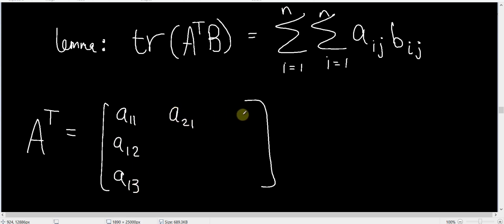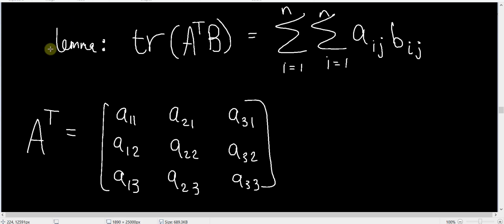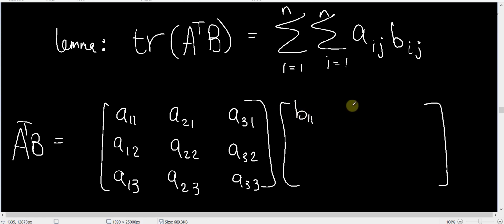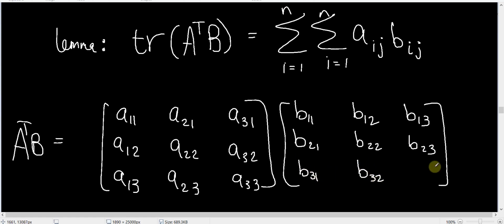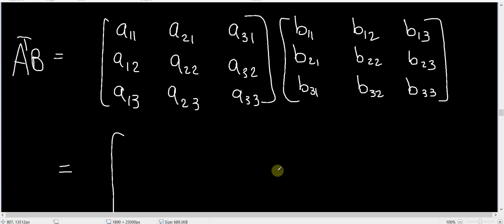Here I have A21, A31, A22, then A23, A32, and A33. Now A transpose multiplied by B, for any matrices A and B. Here we have B, which is B11, B12, B13, B21, B22, B23, then B31, B32, and B33. Now let's do this multiplication. We will find out that this will produce a matrix here. Here I'll have this row multiplied by this column, which is equal to sigma over k of Ak1 multiplied by Bk1, right?